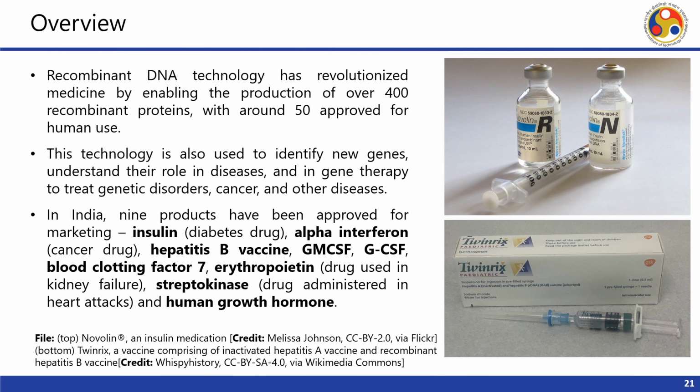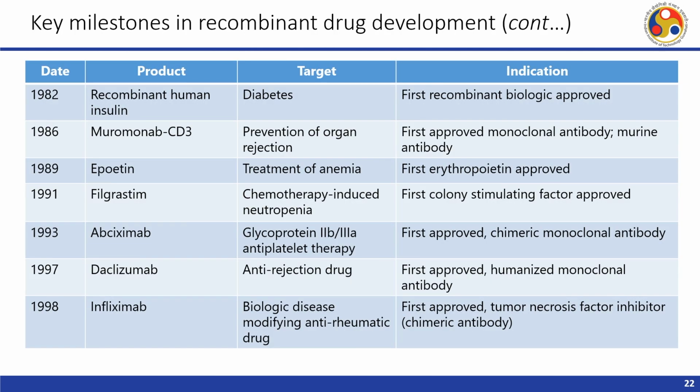and human growth hormone. Some of the key milestones in recombinant drug development, starting from 1982, when recombinant human insulin was made, which is the first recombinant biologic to be approved. And insulin, we know, is a therapy for diabetes.